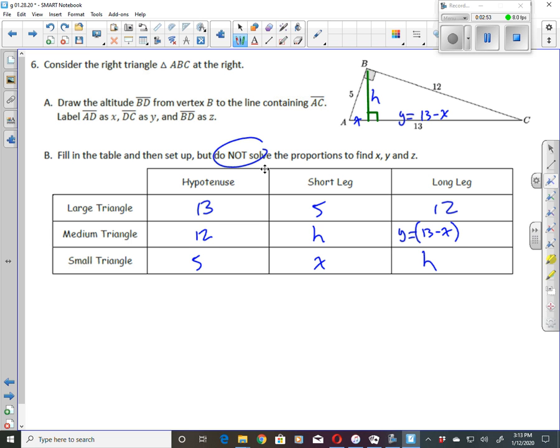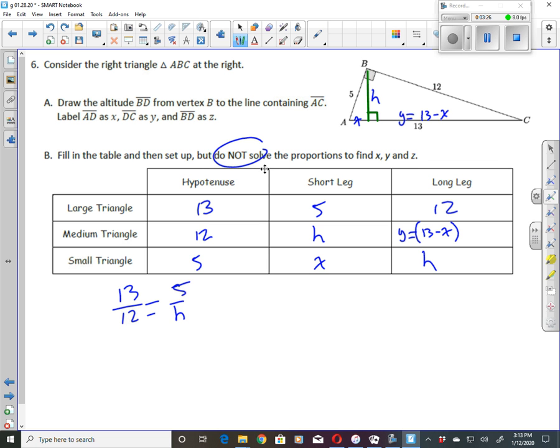I would take this one step further. They said don't solve. Okay. However, I might consider wanting to solve for h. So if I wrote a proportion for h, that would be 13 over 12 equals 5 over h, and we could solve that. Once I know h, right, then I could find x, and I could do this in a couple of different ways. Try this. Take a look at this.